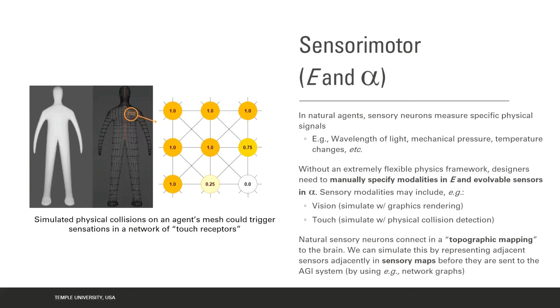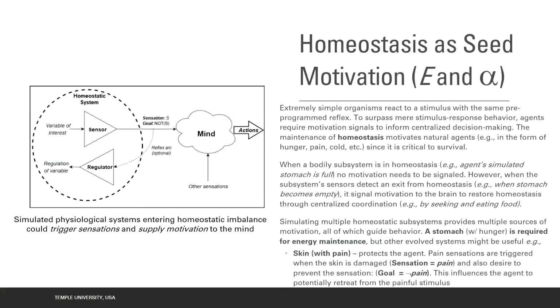So here on the left, I have an image showing that a simulated physical collision on an agent mesh, such as on its chest, could trigger sensations in a network of touch receptors. So extremely simple organisms react to a stimulus with the same pre-programmed reflex every time. But to surpass just a mere stimulus response behavior, agents require motivational signals to help inform centralized decision-making.